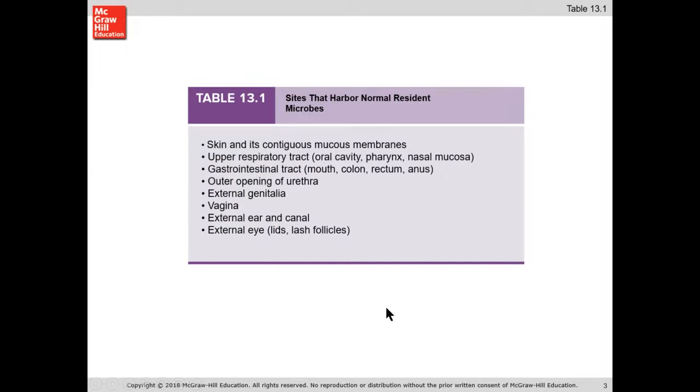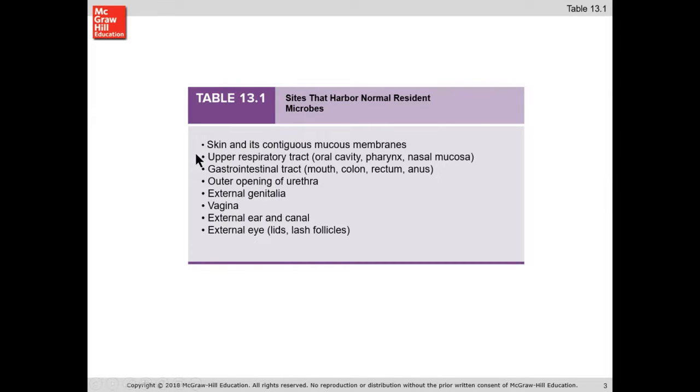So something else that we need to understand is that not all areas is it a problem to have microbes. So these are sites that harbor normal microbes that you live with all day, every day, and there's no problem whatsoever. And these areas really are covered in microbes. And like I said, most of them are no problem at all. So these are very common areas. All of the epithelial tissues are basically what we are listing here.